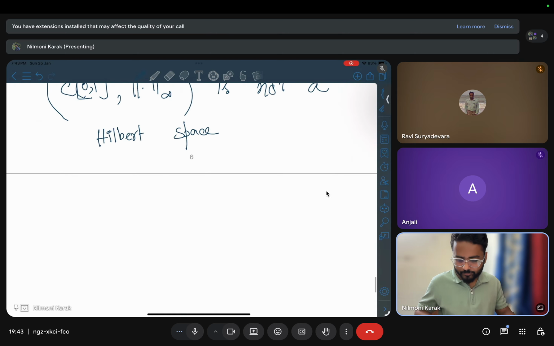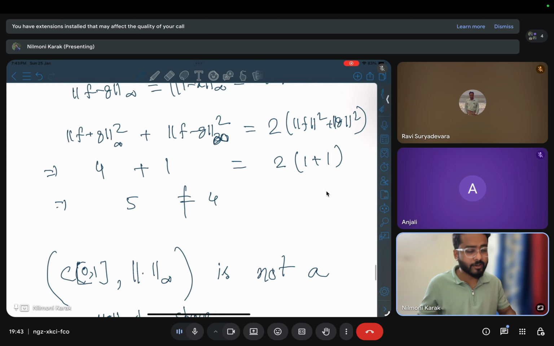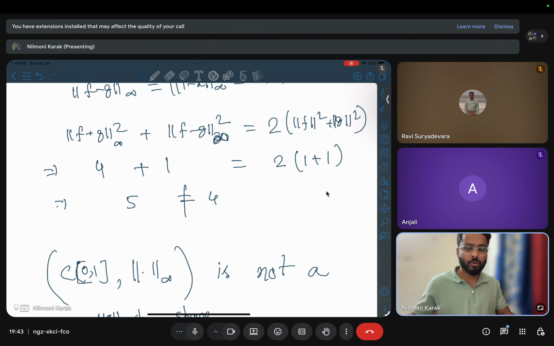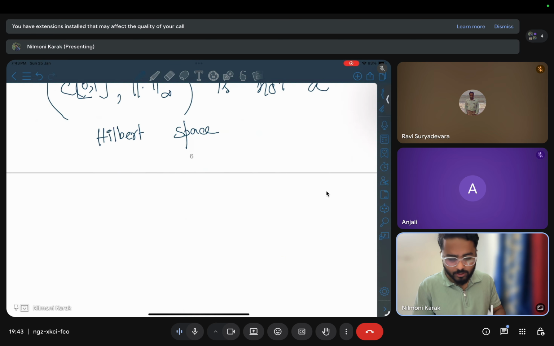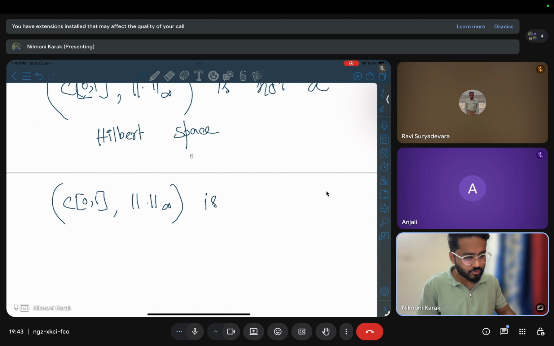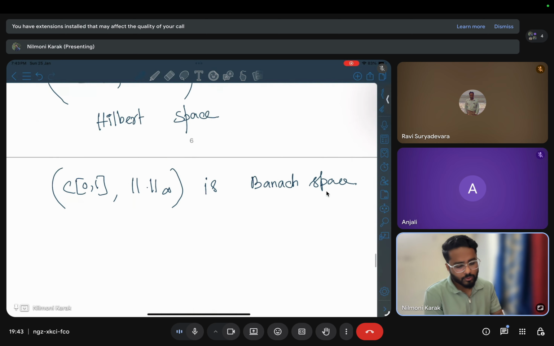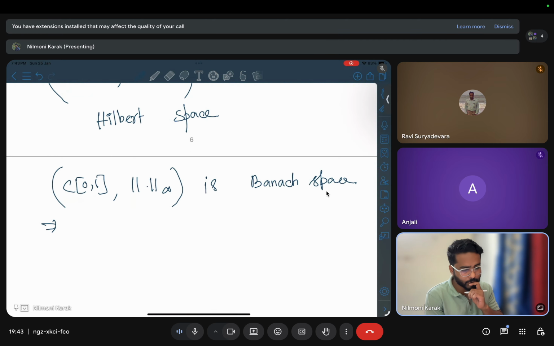Okay, because it does not satisfy the parallelogram law. And the actually true statement is C[0,1], sorry, this is actually complete, meaning a Banach space. Okay, so how to solve it, like how to check it?